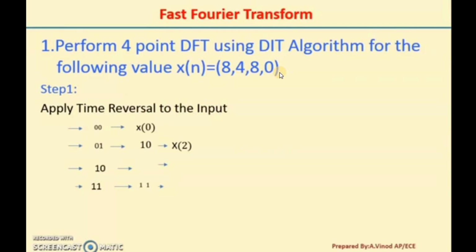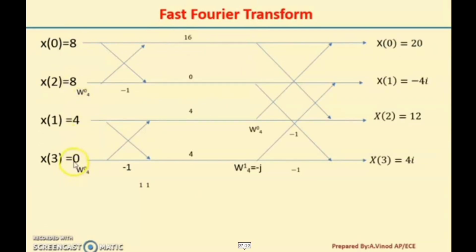So you have to substitute now 8, 8, 4, 0 in the DIT algorithm. First, let us draw the 4-point DIT algorithm butterfly diagram. So this is how you have to draw the diagram. First you have to substitute 8, 8, 4, 0. So instead of 8, 4, 8, 0, you have to substitute 8, 8, 4, 0 after applying the bit reversal.